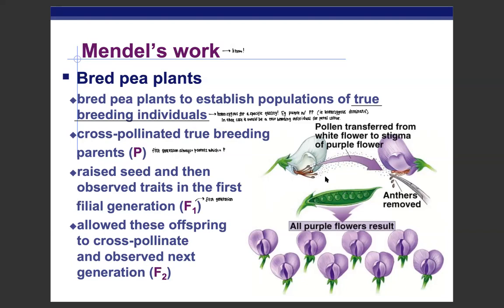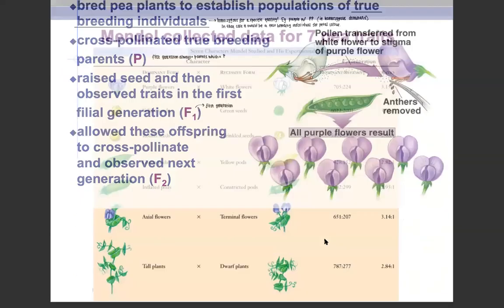So if we look here, if we look at cross-pollination between purple flower and white flower, where we know that they're both homozygous, so homozygous recessive, homozygous dominant. Obviously, the anthers of the purple plant are removed so that it cannot self-pollinate, only cross-pollination occurs. And we see that all purple flowers result. But we know that because it went with homozygous recessive and homozygous dominant, all the offspring are going to be heterozygous.